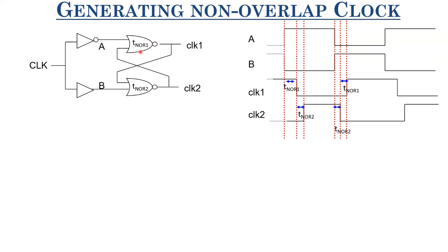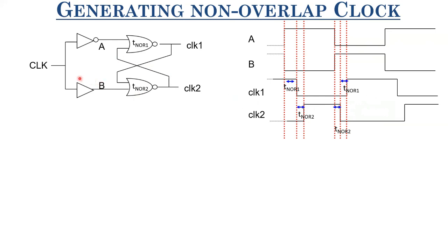So after a delay of T NOR 1, clock 1 goes low, right? Clock 1 is now 0. Now this is 0 and B is also 0. So both are 0, so the output will be 1, right? So clock 2 will be 1, after a delay of T NOR 2. So after clock 1 becomes 0, after a further delay of T NOR 2, what happens? This clock 2 becomes 1, right? This is what happens. Now this clock 2 is 1.